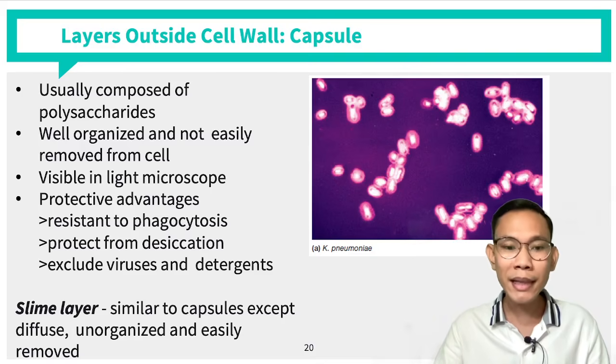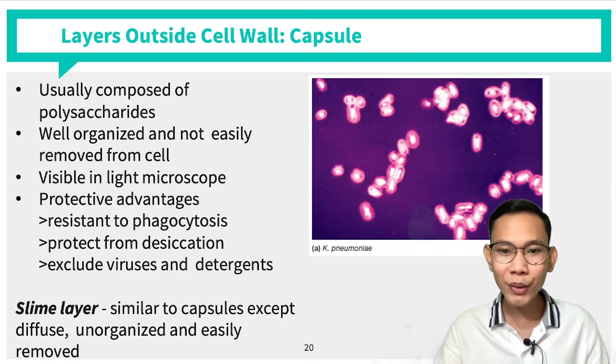We have also your slime layer. Your slime layer is actually similar to your capsule, except that it is diffuse, unorganized, and can easily be removed compared to your capsule. So this diagram is actually your Klebsiella pneumoniae with its capsule stained for observation in a light microscope. There's a special staining method where we can stain your capsule. Nakikita nyo dyan, this is the one that is very bright. That's now your capsule, the layer outside your cell wall.